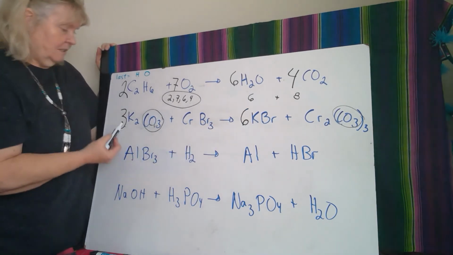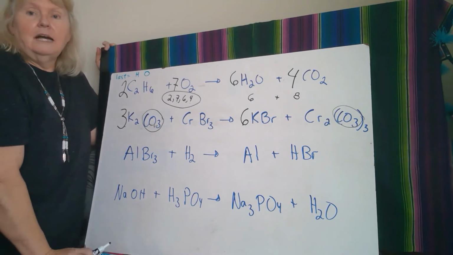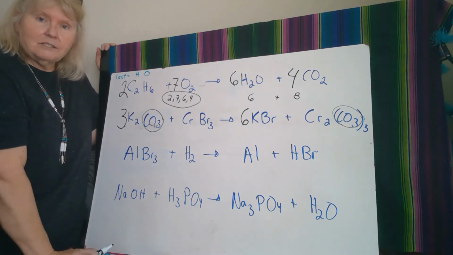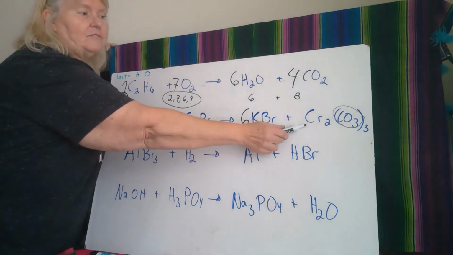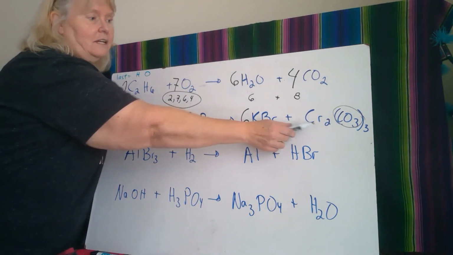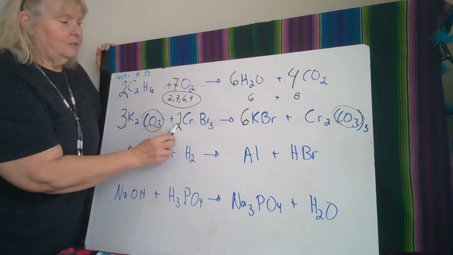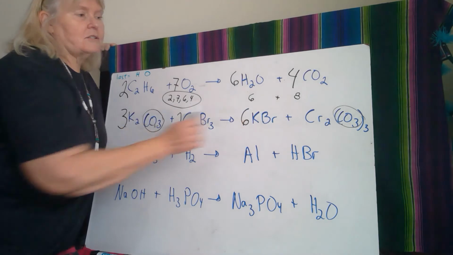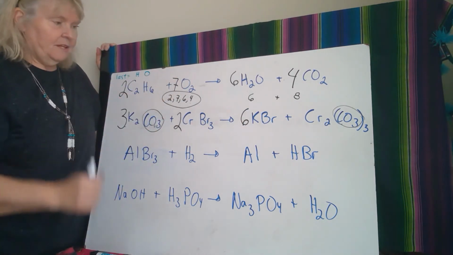6 Ks, 3 times 2, 6 Ks. Okay, let's keep going. Anything else I need to check? I see CR, and over here I have 2 CRs. So let's put 2 on this side. 2 CRs, 2 CRs. Notice I go one thing at a time. Is there anything else I haven't checked?